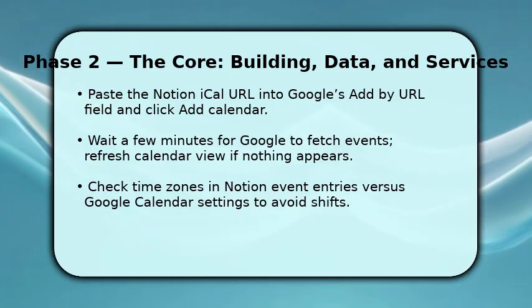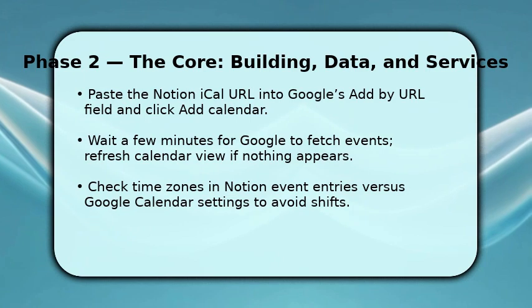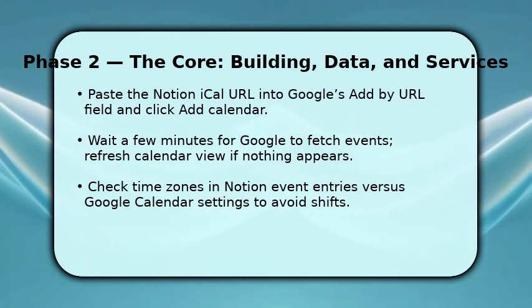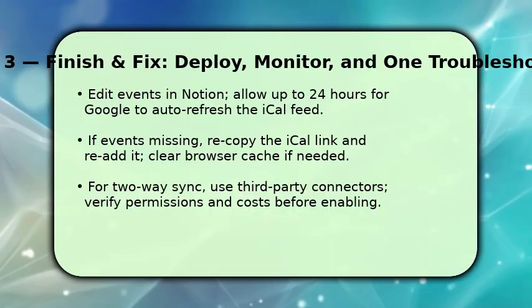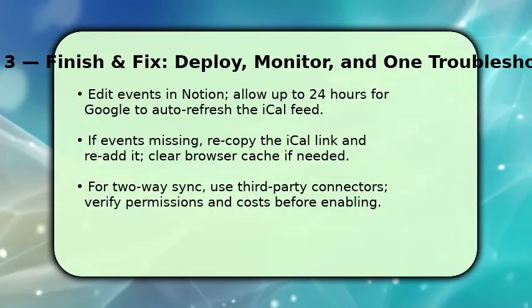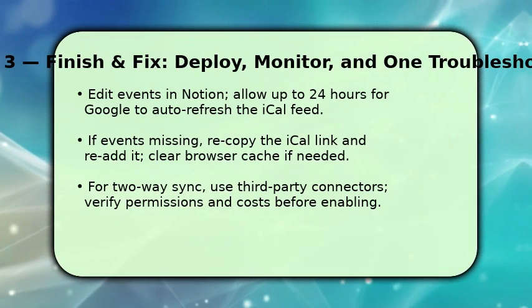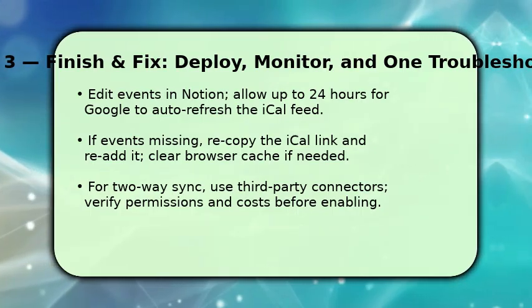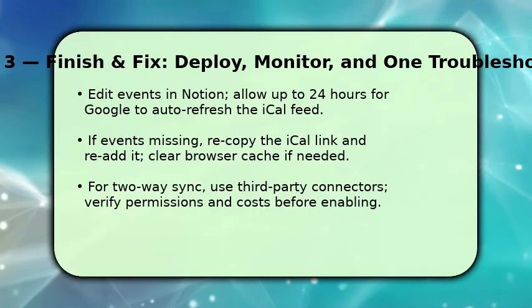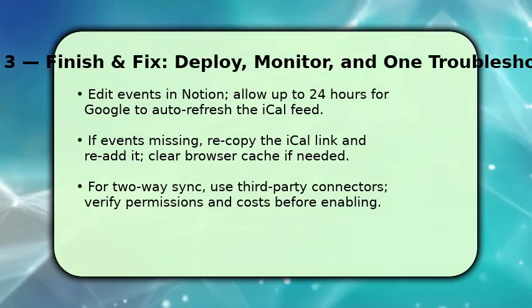If you need faster updates to finish, always edit original events in Notion. Google is reading the export, not writing back. Make sure you allow up to 24 hours for Google to refresh the feed automatically. Minor edits often appear sooner. If something is missing, recopy the Notion iCal and re-add it in Google, or clear cache and retry.